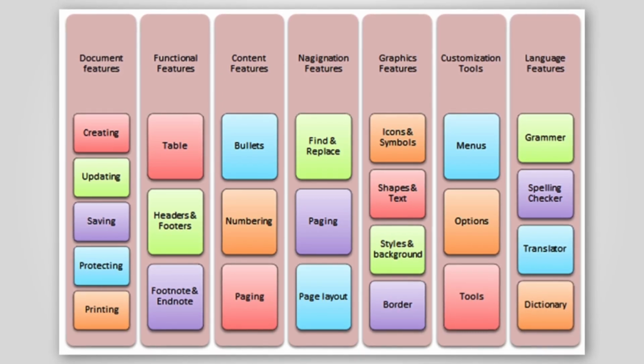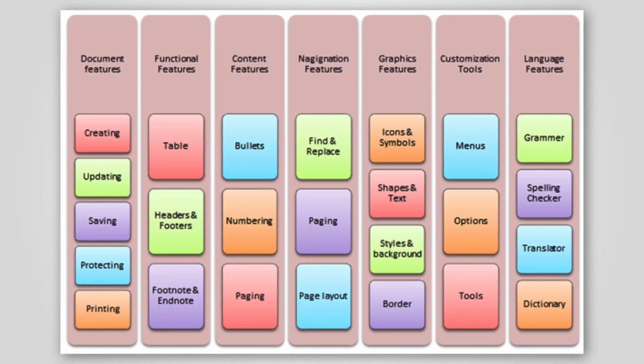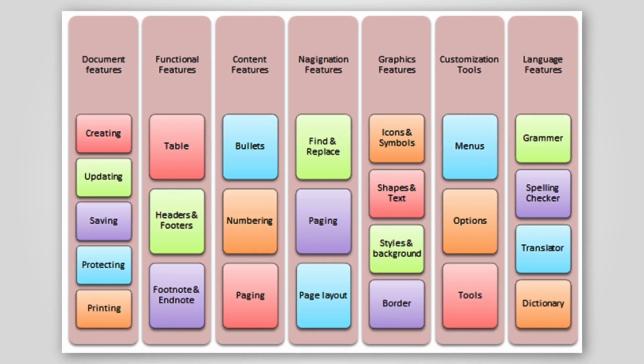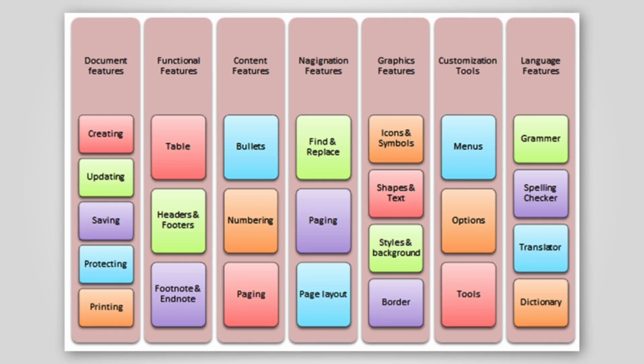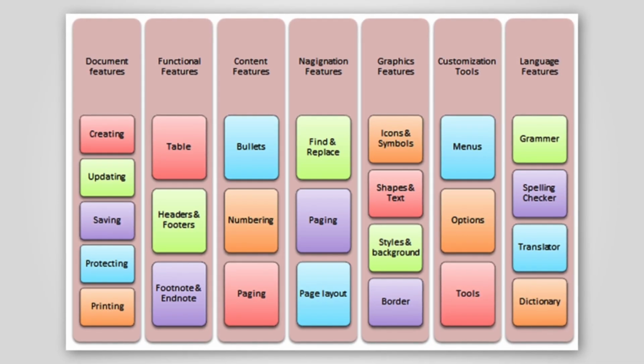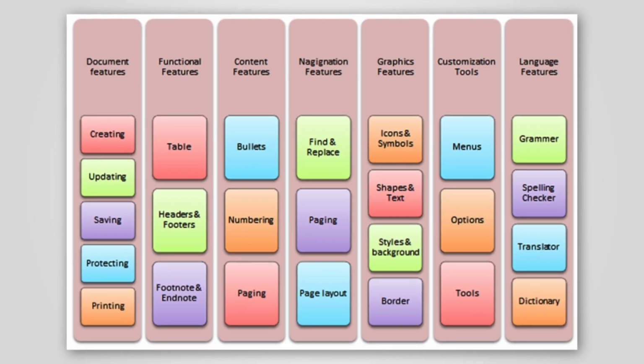Now customization tools are there, where menus, options, and tools are there. Then language features are there where you can grammatically check at your end. So no need to do the proofreading, and the artificial intelligence which is equipped with the latest version of the application software as far as word processing is concerned can give a clear view about what exactly you can do to rectify the grammar. The spelling checker is there, then translator and dictionary are there.